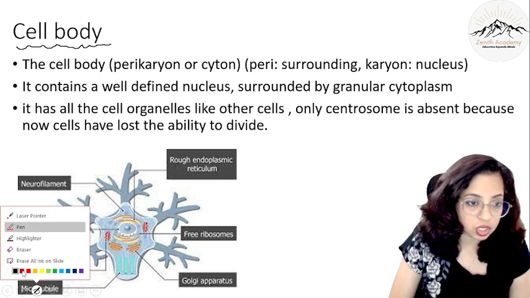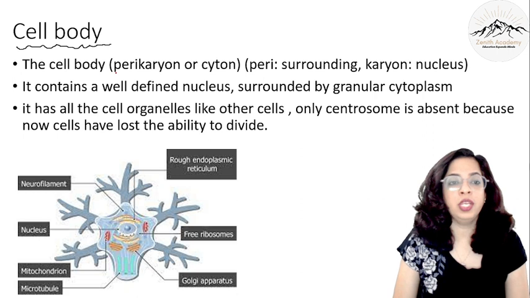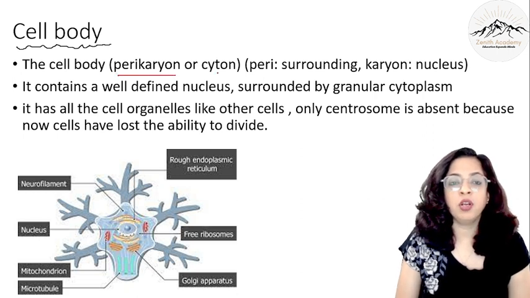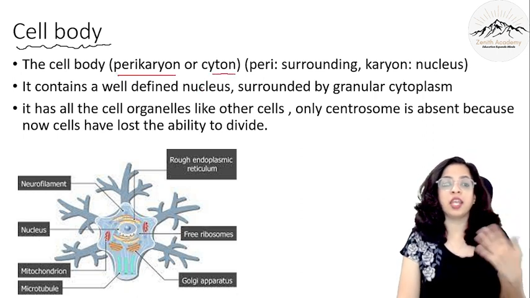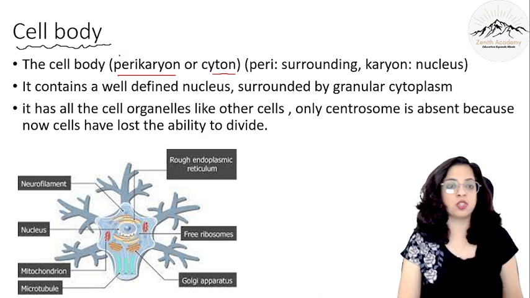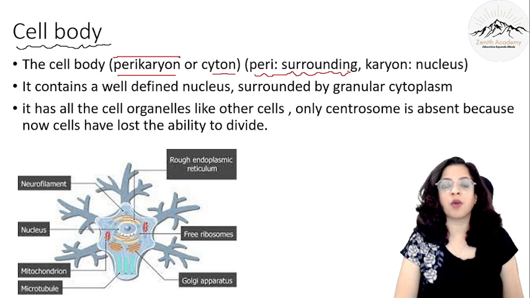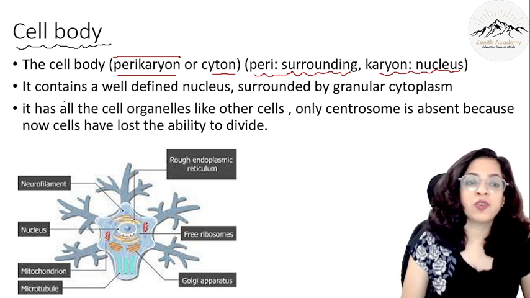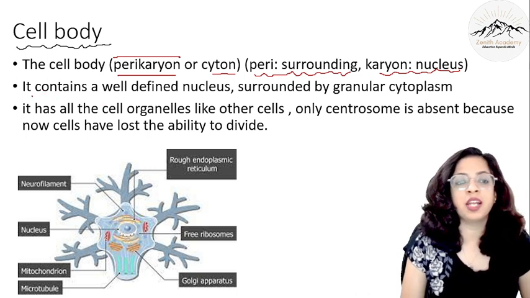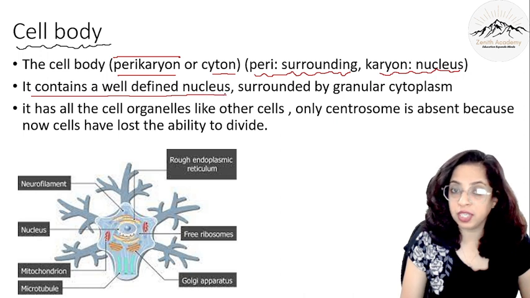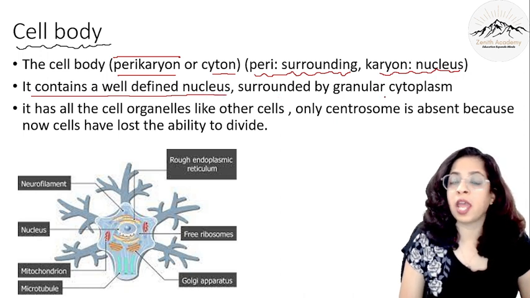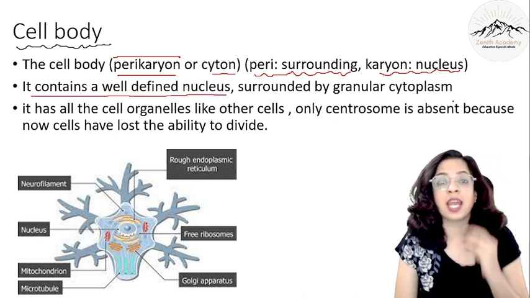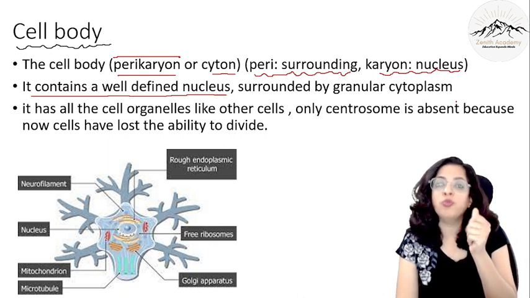Just let me change the color. The cell body is also called perikaryon or cyton. Peri means surrounding and karyon means nucleus, so it is surrounding a nucleus. That is why it is very clear from the name itself that it contains a well-defined nucleus which is surrounded by a granular cytoplasm, which is rough, with granules in it.